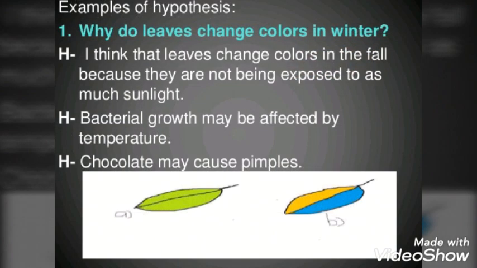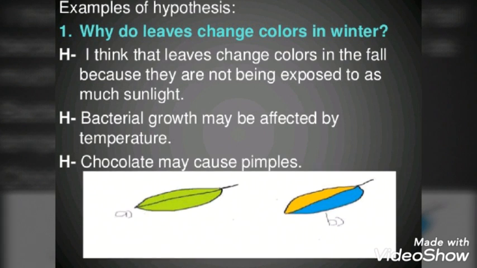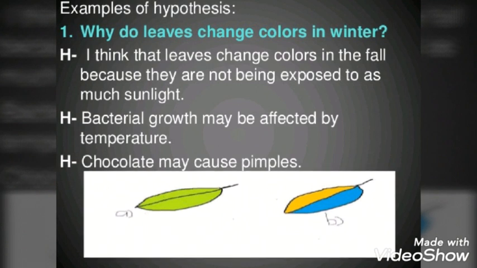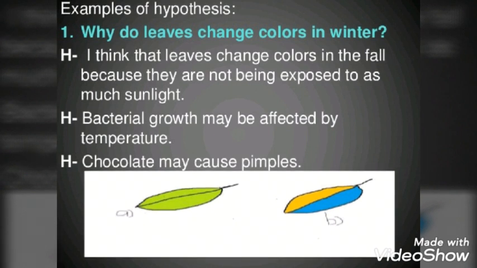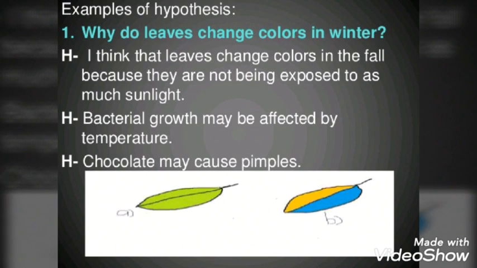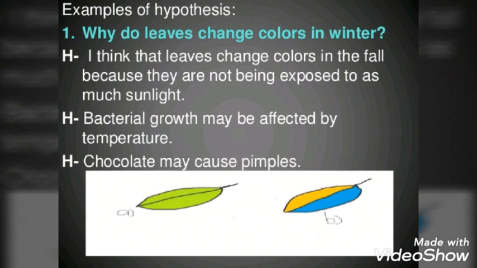We can see the example. Why do leaves change color in winter? So you can take this as your problem statement, and you want to do research on this. So on this you have formulated a hypothesis. First you have seen here: I think that leaves change color in the fall because they are not being exposed to as much sunlight. So your first hypothesis is that leaves can change color because they are not exposed to sunlight.